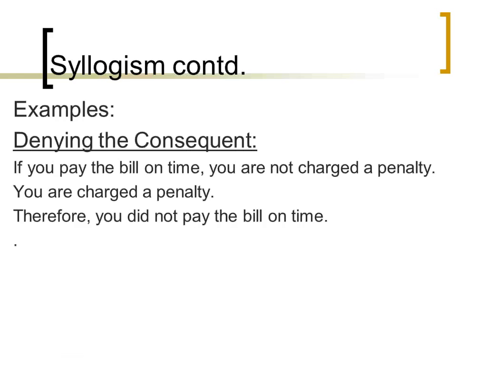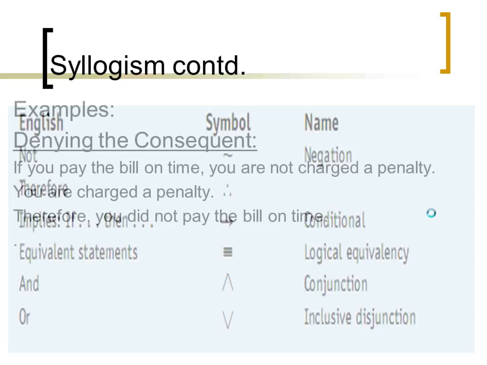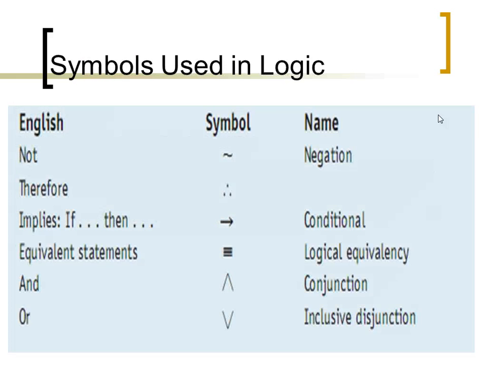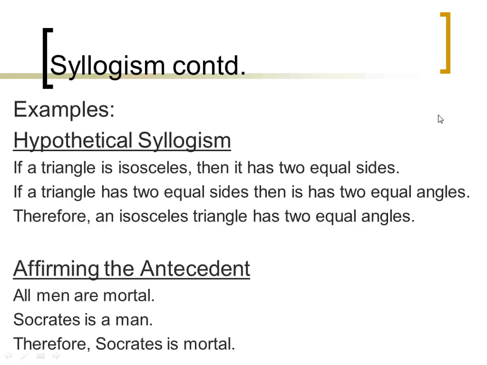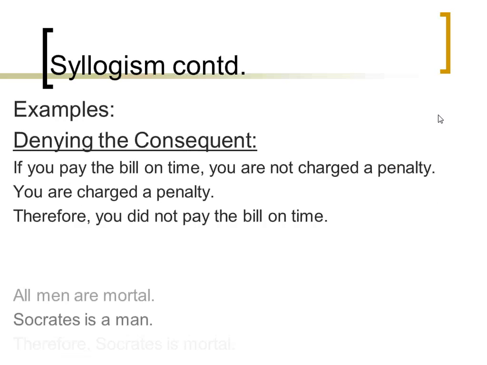Right, and JPS comes to mind readily. If you do not pay the bill on time, then you will get charged. You'll even get cut off. So, once more for emphasis, the three types of syllogisms are hypothetical, affirming the antecedent, and denying the consequence.